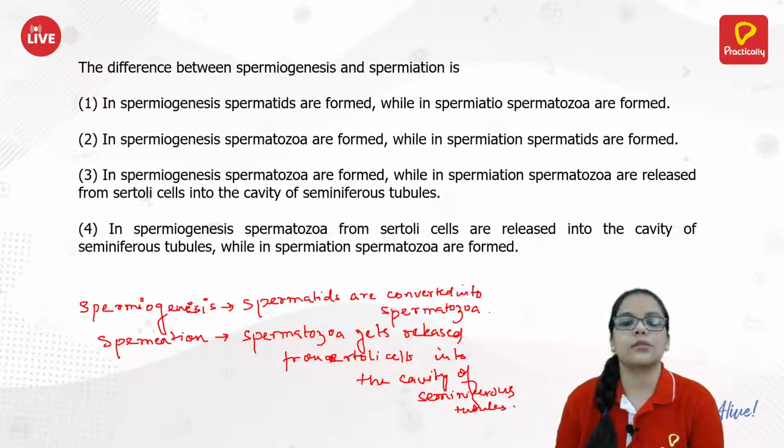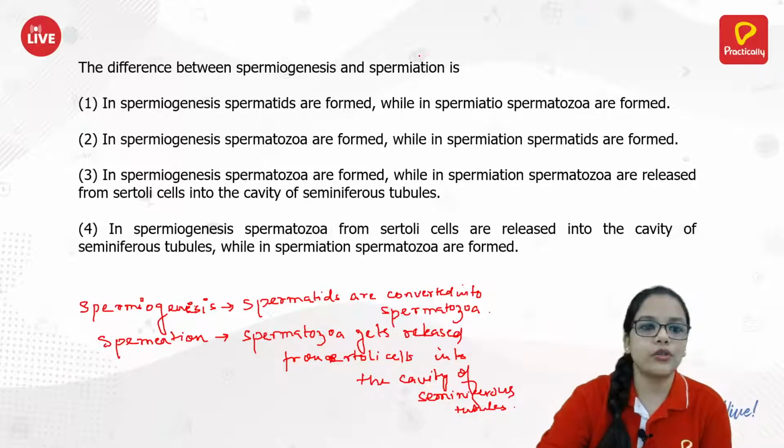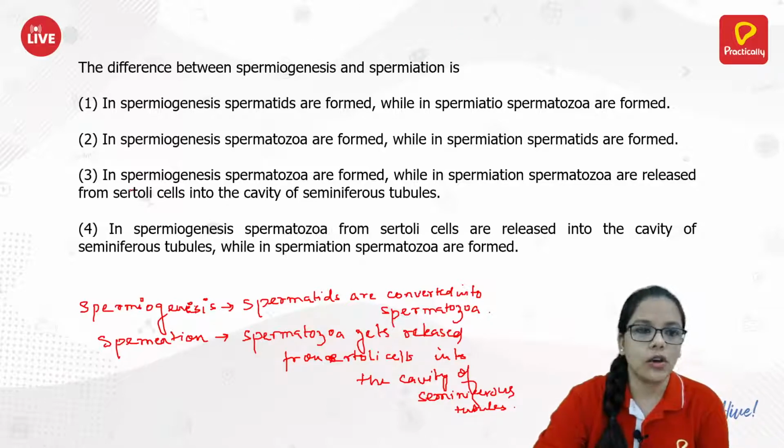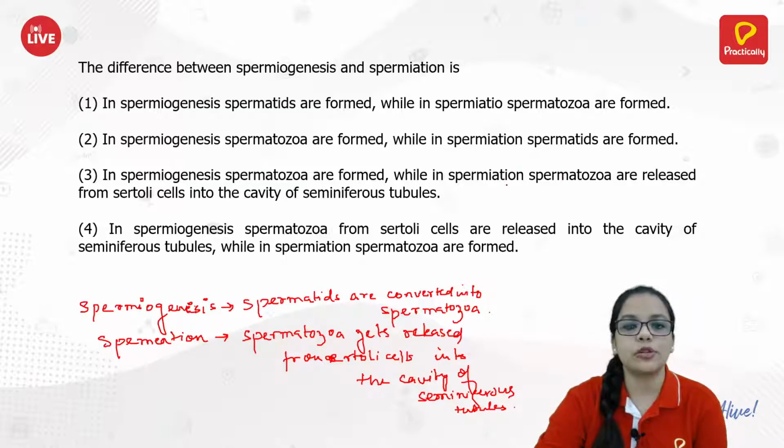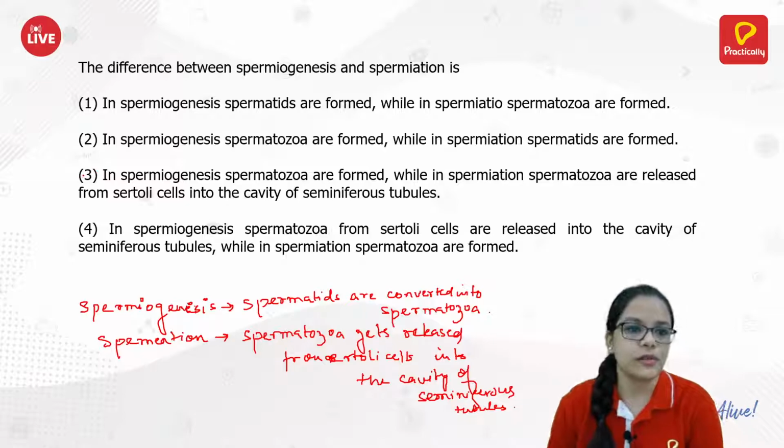Okay, so this is what happens. So according to me, the third option is correct: in spermiogenesis, spermatozoa are formed from spermatids, while in spermiation, spermatozoa are released from Sertoli cells into the cavity or the lumen of the seminiferous tubules.